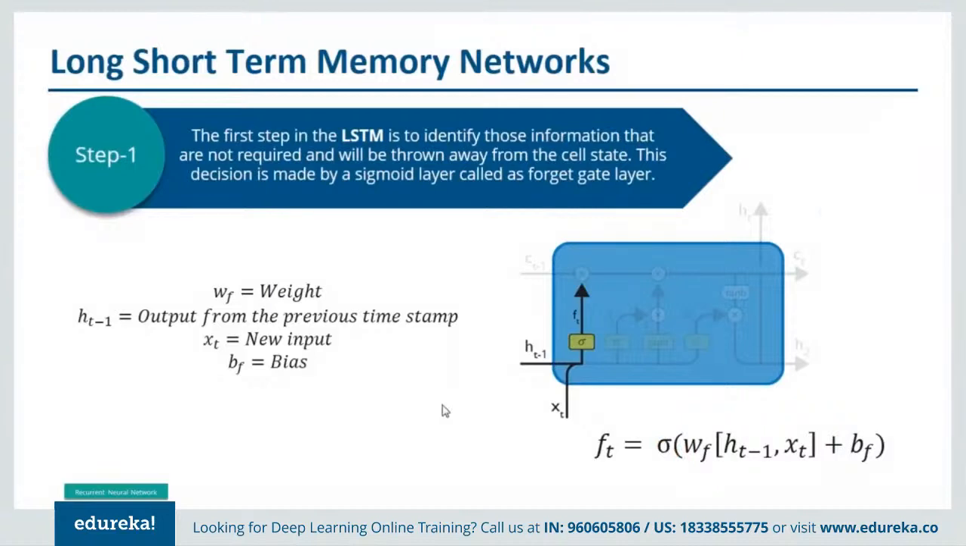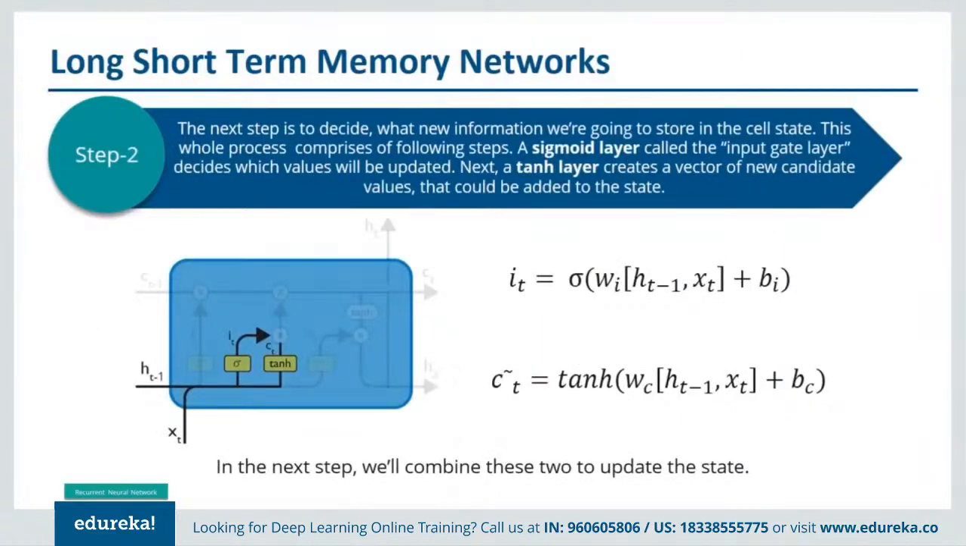Now let us see what happens in the next step. The next step is to decide what information we are going to store. In the previous step, we decided what information we are going to keep, but here we are going to decide what new information we are going to store in the cell state. Now this has two parts. First, a sigmoid layer, also known as the input gate layer, decides which values we'll update. Then there's also a tanh layer that creates a vector of candidate values, C bar t, that will be added to the state later on.